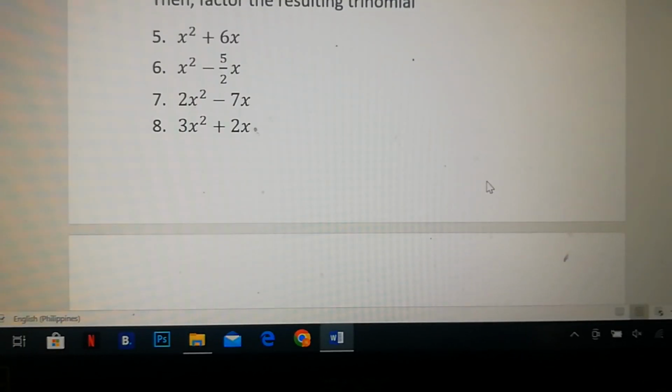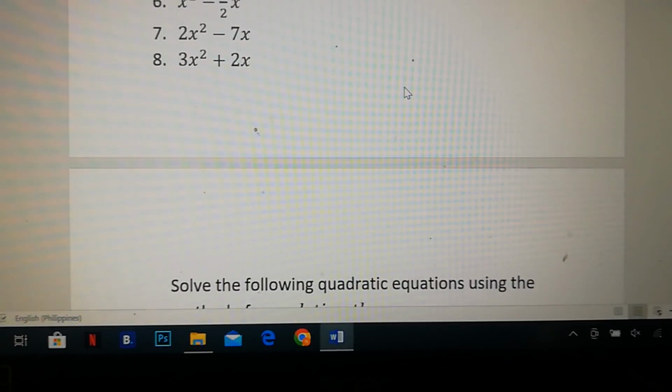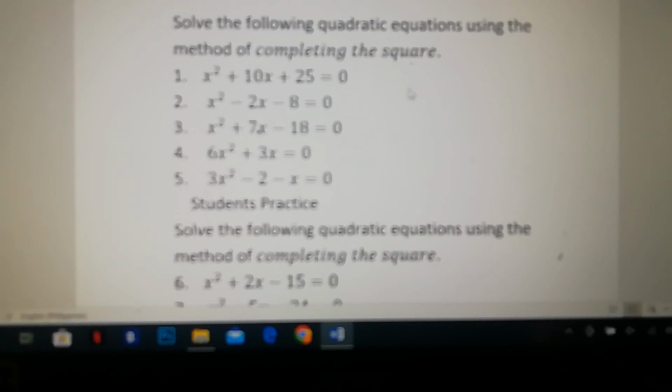I prepared 4 items for you to solve. Make the expression a perfect square trinomial, then factor the resulting trinomial. This is for practice. Next, let's now proceed to solving quadratic equations using the method of completing the square.